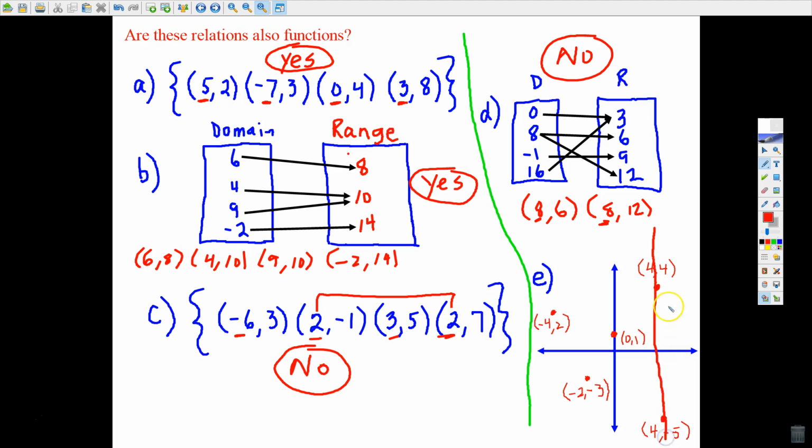And the vertical line test says if you can draw a vertical line and touch two or more points on a graph, then that proves that that is not the graph of a function. And so we basically prove this in two different ways. We have a repeat domain member, which is the number 4, and this also does not pass the vertical line test. So I've given you some review of how to determine whether or not a relation is a function.